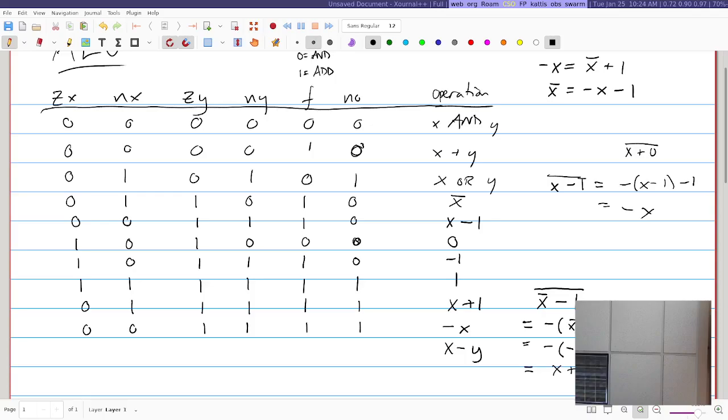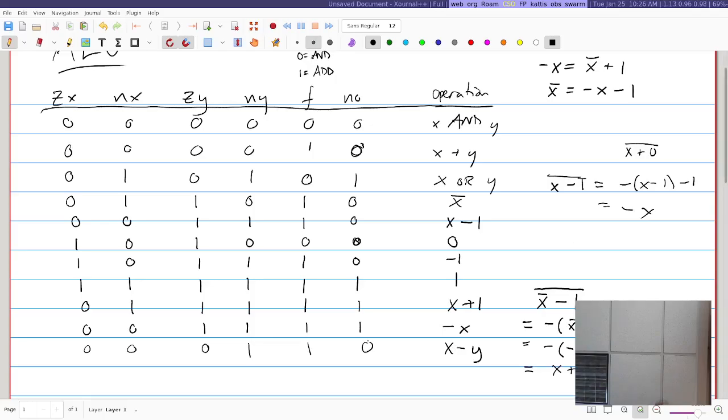Any ideas? Zoe? Could you negate y and then add? Negate y. Don't do anything to x. And then add them. So, and then negate the output or not?